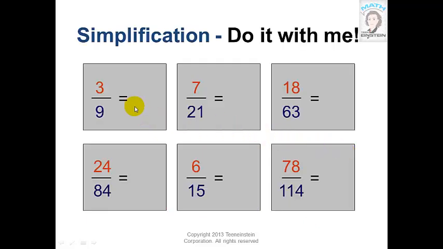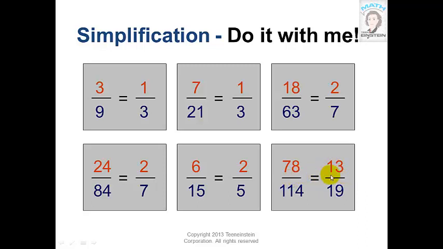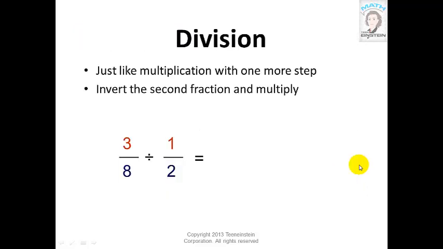Okay, can you simplify here? Divide by the common factor 3. Here 7 itself is a common factor. Here 9 is a common factor. Here 12 is a common factor. Here 3 is a common factor. Here, can you guess what is the common factor? I think you got it, 6.